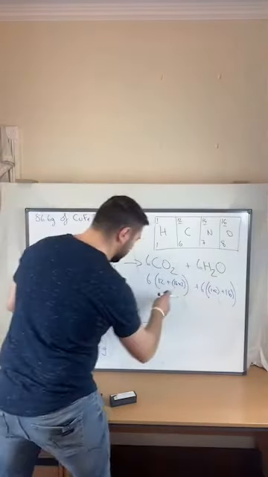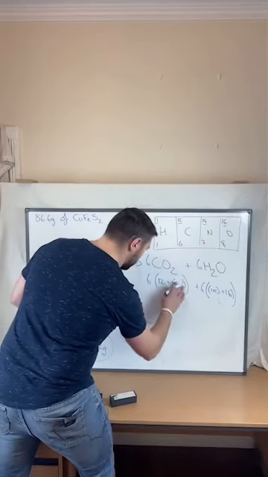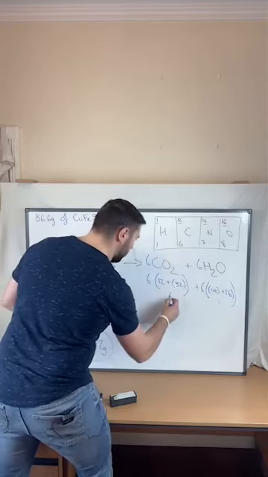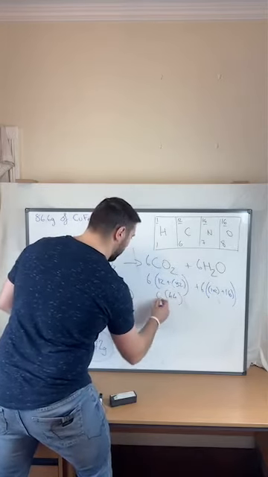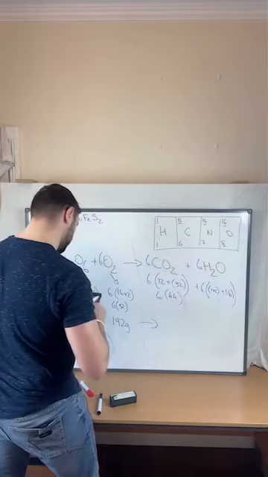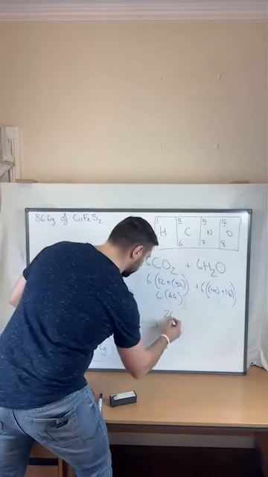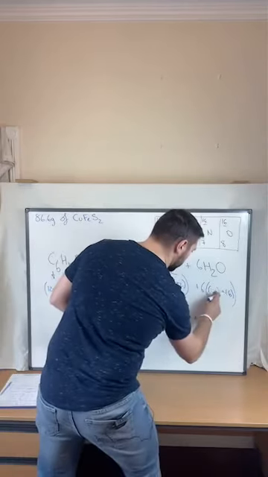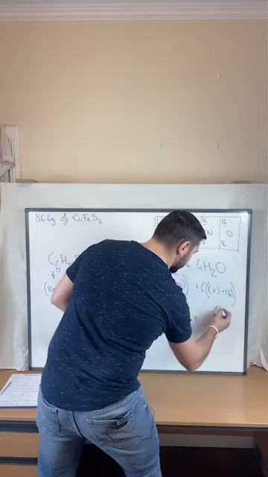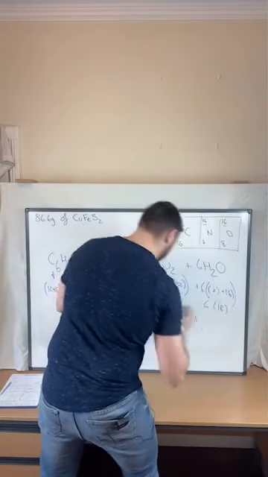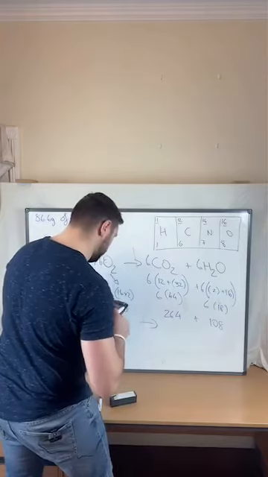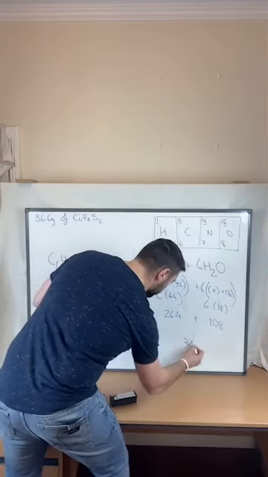Let's go to the right-hand side. 16 times 2 is 32. 32 plus 12 is 44. 44 times 6 is 264. Plus, we've got 1 times 2 is 2. 2 plus 16 is 18. 18 times 6 is 108. 108 plus 264 is 372.